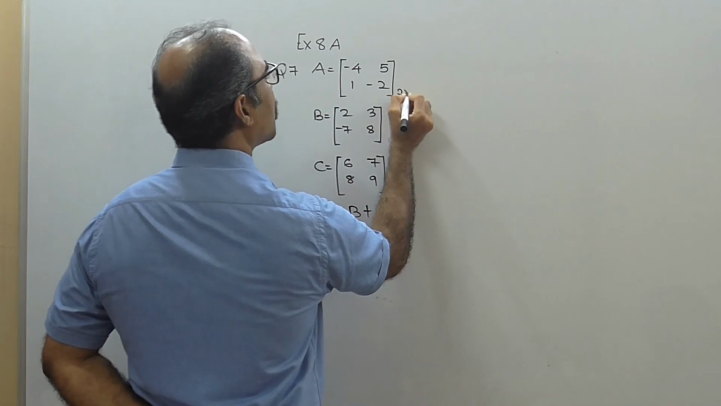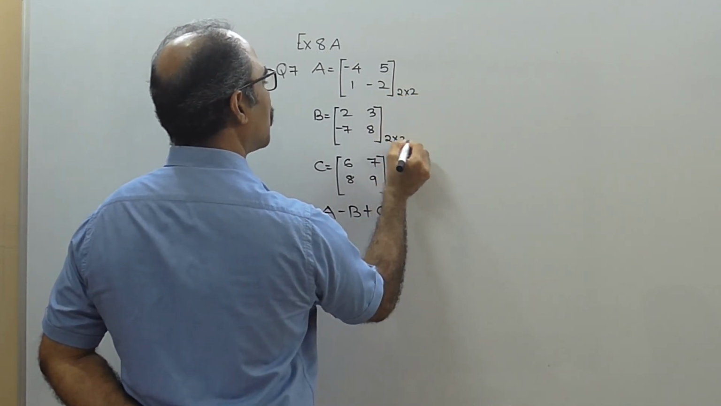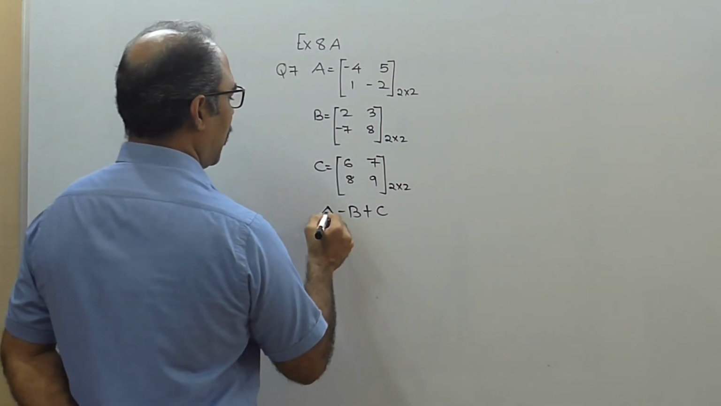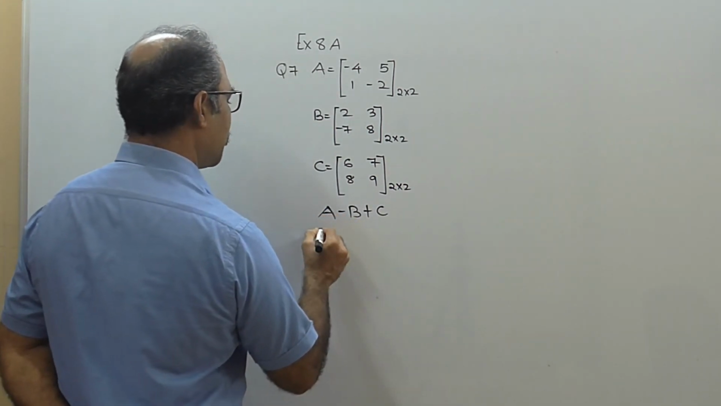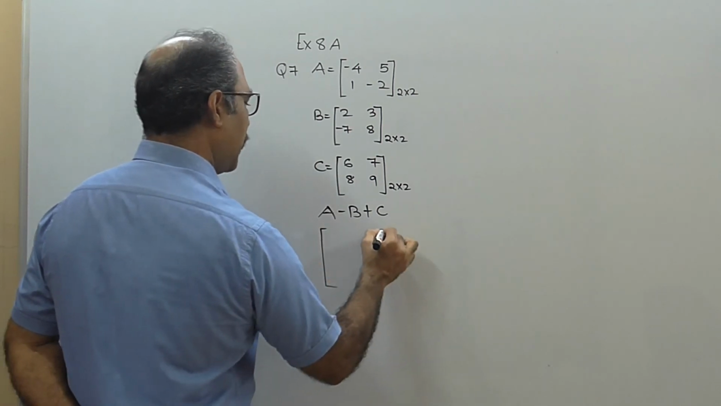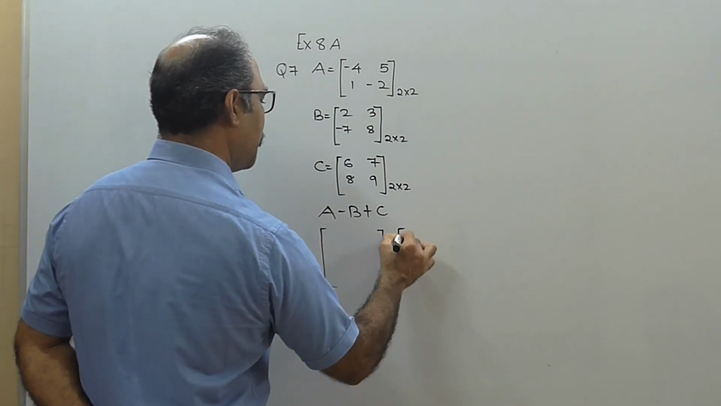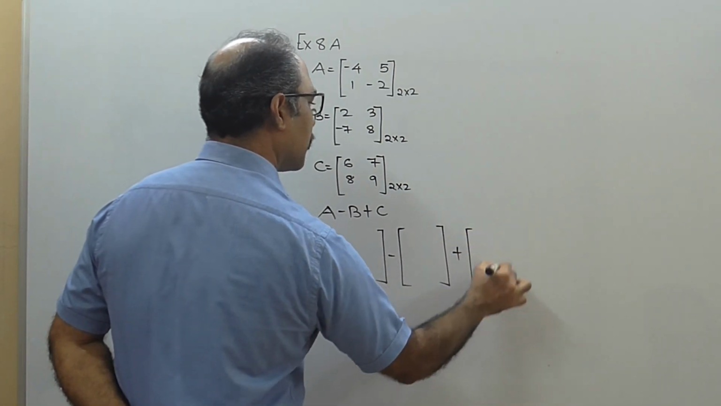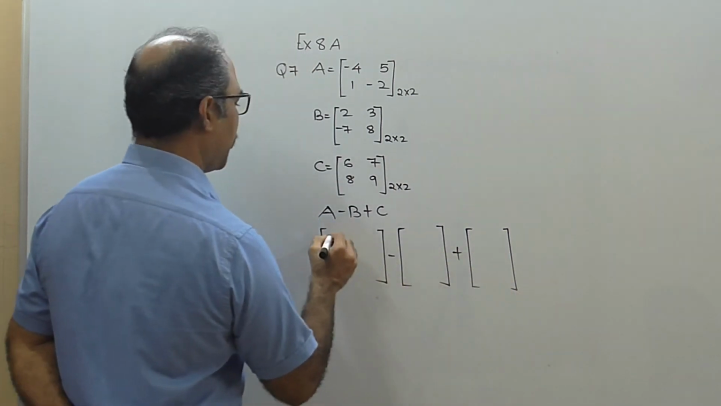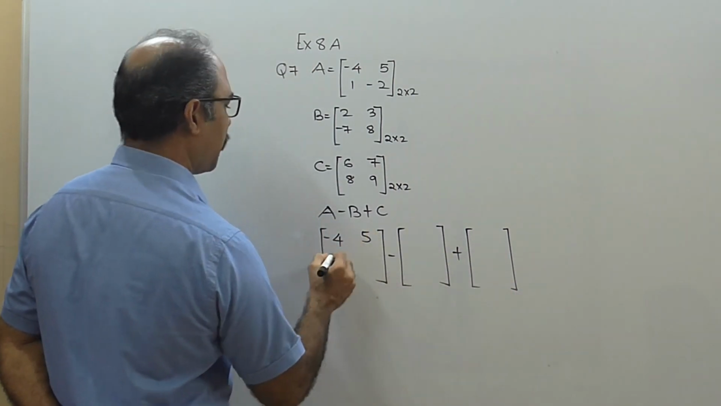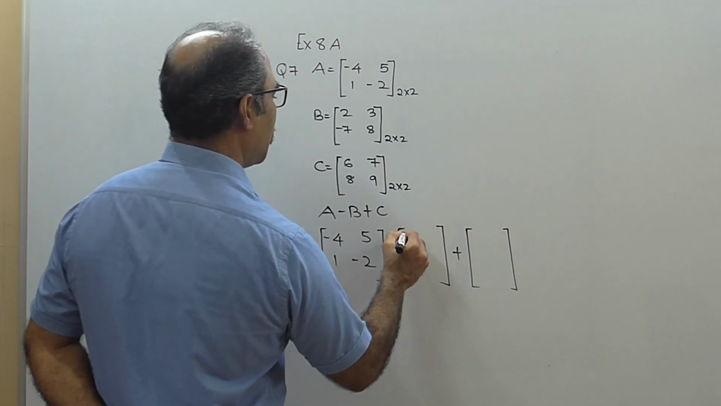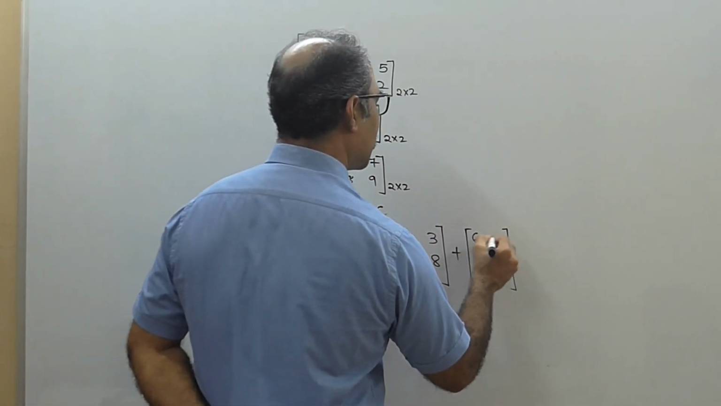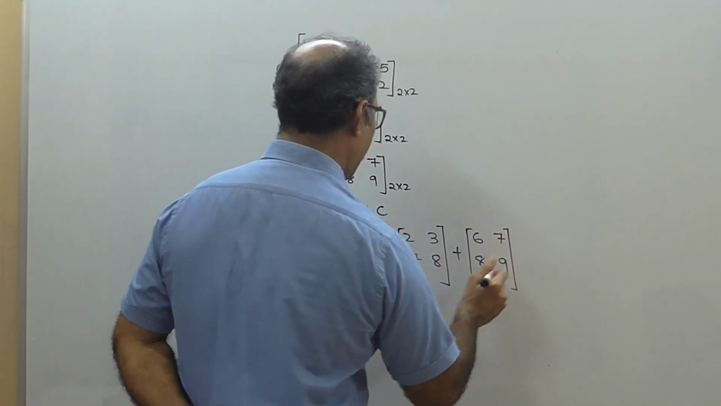Matrix A is given, which is of the order 2 by 2. B is given, which is also of the order 2 by 2. C is given, which is also of the order 2 by 2. And you have been told to find the value for A minus B plus C. So A minus B plus C. Okay. What is A? Minus 4, 5, 1 minus 2. B is 2, 3, minus 7, 8, 6, 7, 8, 9.